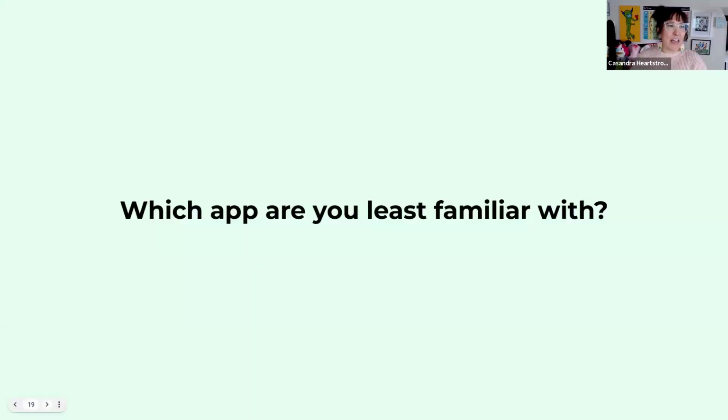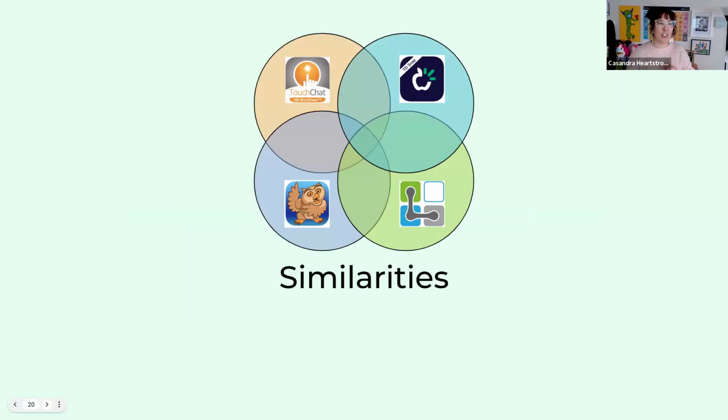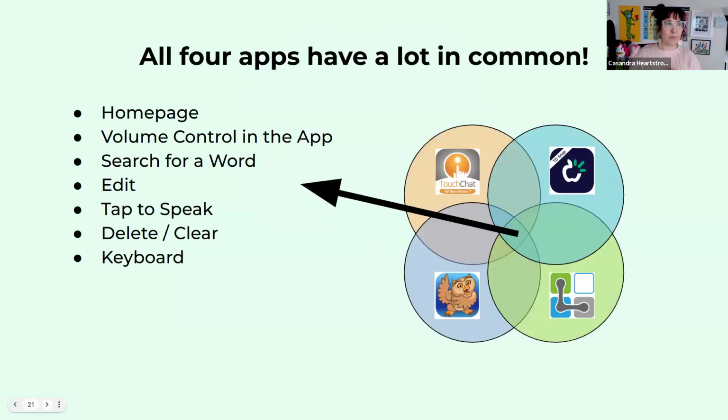So we are going to do a little bit of a dive here, and we're going to look at the similarities. I'm going to go through all of these in a moment, but all four apps have a lot in common. We're going to look at this for each app, but I'm just going to talk about it for a second. All apps have a home page. All of them have volume control within the app. All of them have the capability of searching for a word, for editing, for tapping to speak out the message, for deleting and clearing, and a keyboard. So we're going to take a look.